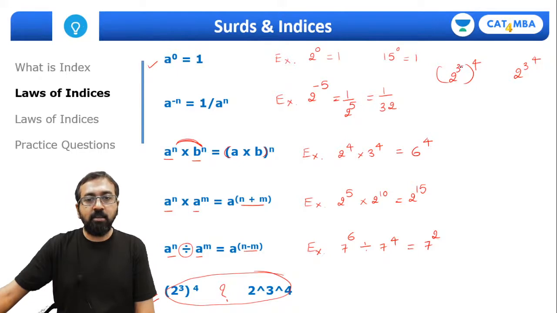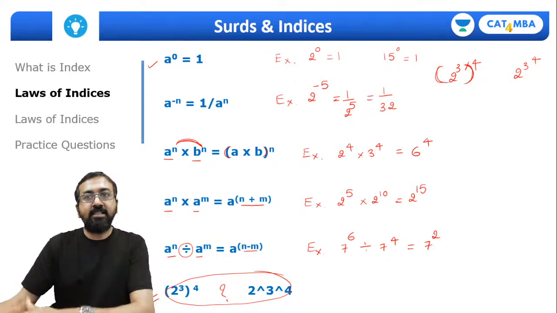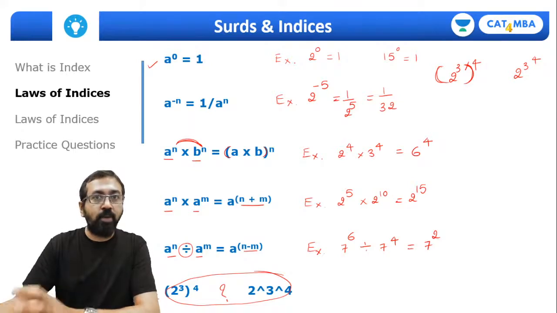So guys, please remember, whenever there is whole to the power, then these two powers will multiply with each other, right? Okay, fine.